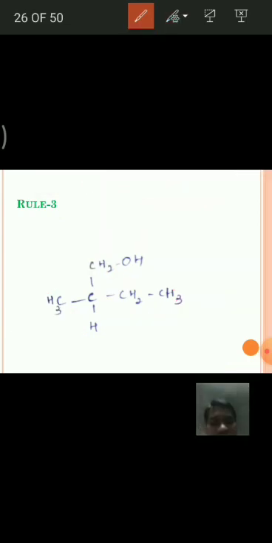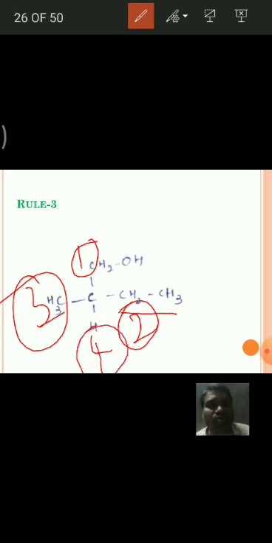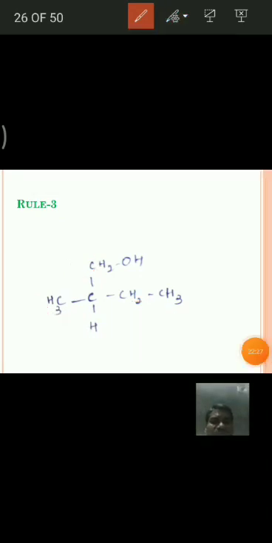See here, when the atoms attached to the chiral carbon are the same, we should compare the further atoms attached to the atoms. In this, the carbon is attached to two hydrogens and oxygen. In this, the carbon is attached to two hydrogens and carbon. In this, three hydrogens are attached. Hence, we should give first priority to this, second priority to this, and third priority to this, and again fourth priority to hydrogen as usual.